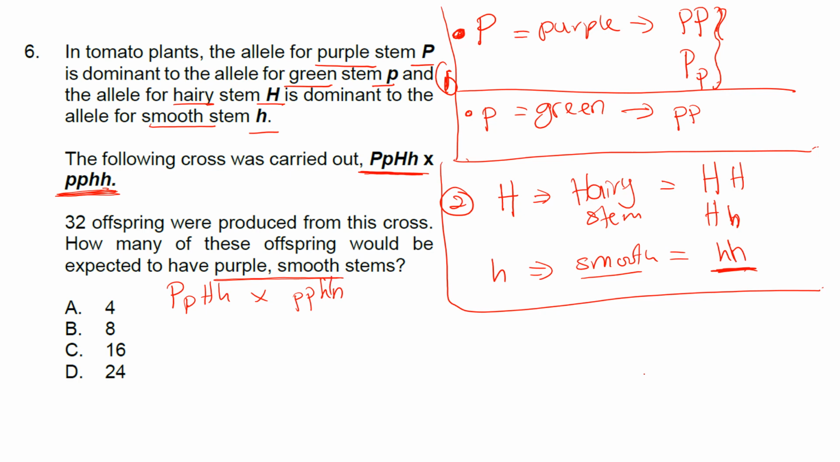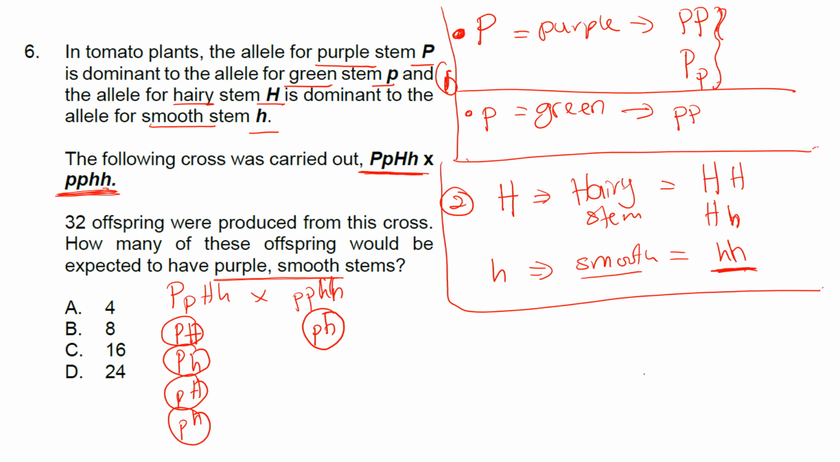Between these two individuals, let's do the second parent first. The gamete for the second parent will be small p small h. But the gametes for the first parent are a bit more complicated, where it produces 4 different gametes: capital P capital H, capital P small h, small p capital H, and small p small h. So you do a crossing between the two parents.